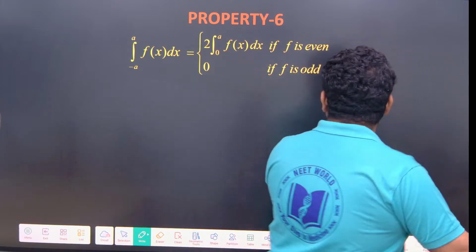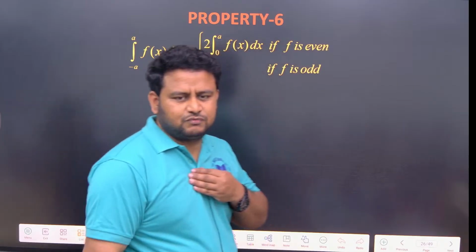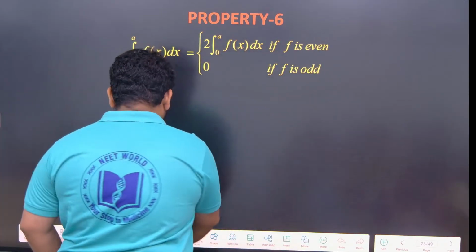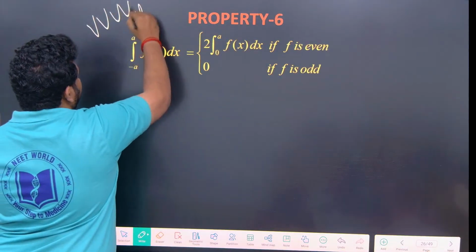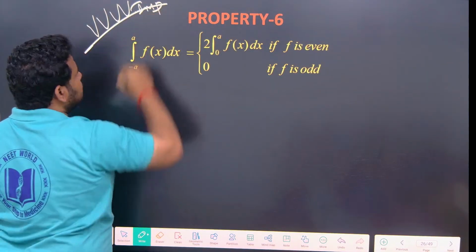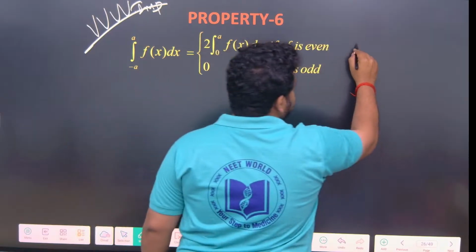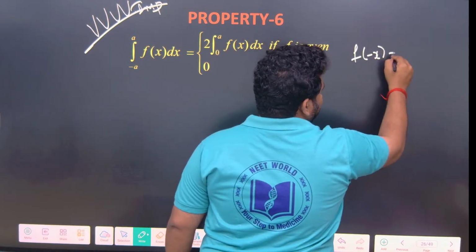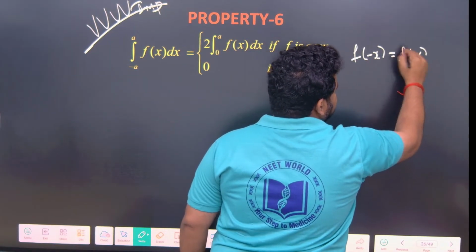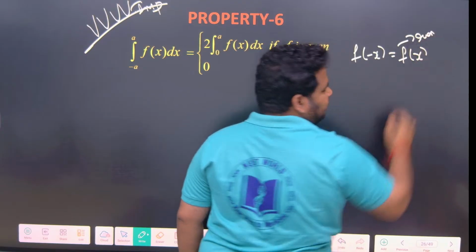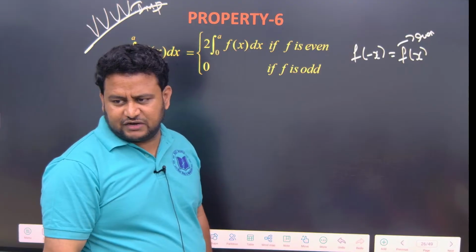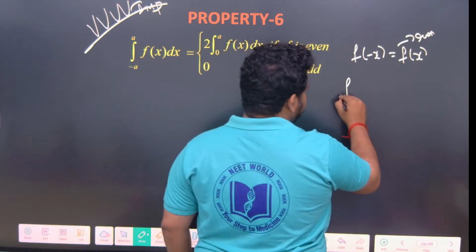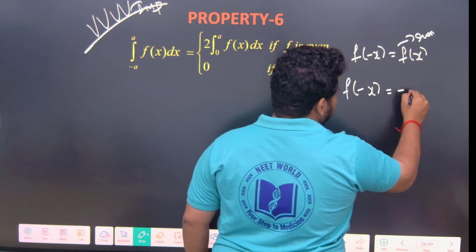See here, f of x is even. Even function means what? This is very important, like I told you. It's highly important. F of x is even means f of minus x should be equal to f of x. Then we call it an even function. If f of minus x is coming out to be minus f of x, then it is an odd function.